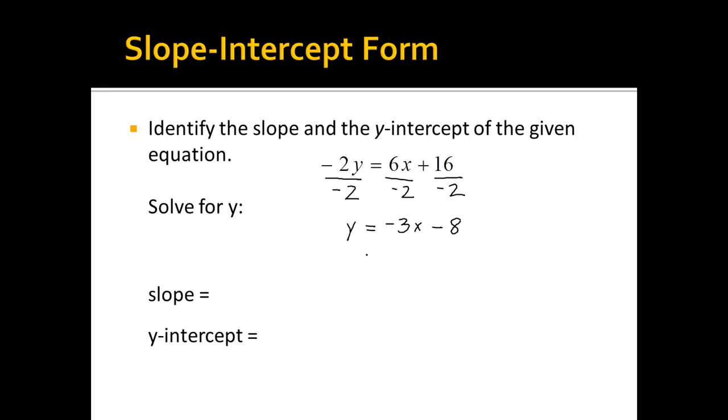because a positive divided by a negative is a negative. So my slope is m, the coefficient of the x. My slope is negative 3. My y-intercept is negative 8. I write that as an ordered pair, the x-coordinate of 0, a y-coordinate of negative 8.